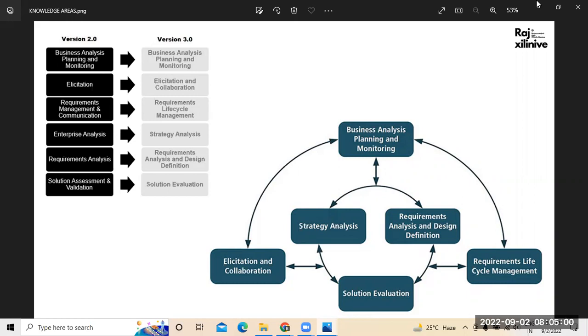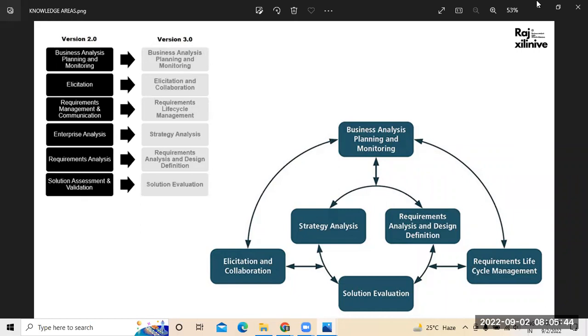Earlier we used to have requirements management and communication, means how to manage requirements and how to communicate requirements. Now we call that requirements lifecycle management, means tracing the requirements, managing the requirements, prioritizing the requirements. All these things are taken into account. The requirements were changing from time to time, so the terminologies also change in the same manner. At the same time, even requirements analysis, now we call it requirements analysis and design definition. So more or less it is almost the same. You don't see much difference.